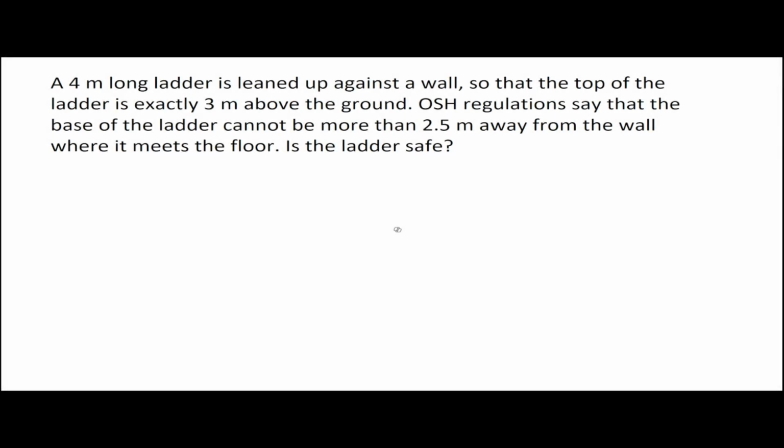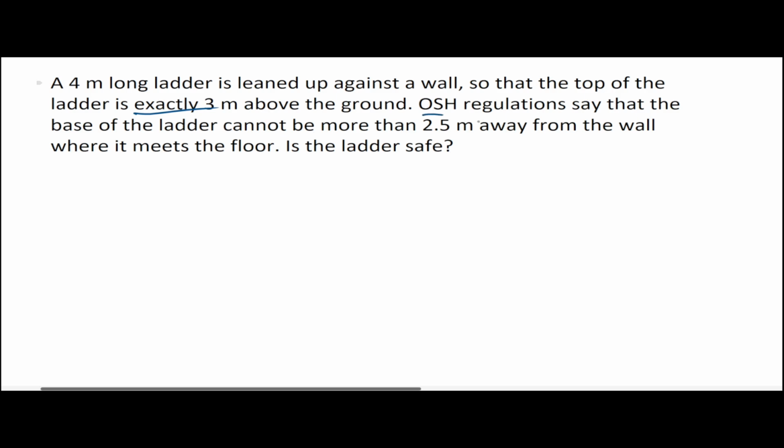Let's just jump in and do lots and lots of examples. This is a fairly typical question. A 4 meter long ladder is leaned up against a wall so that the top of the ladder is exactly 3 meters above the ground.